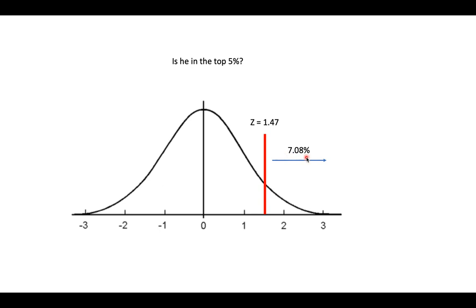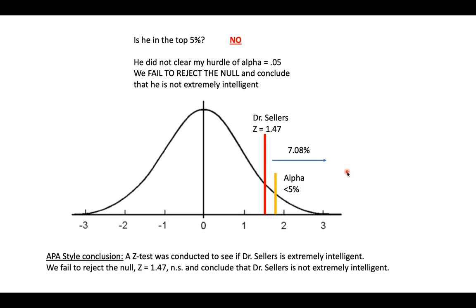7.08% of the population scores higher on an IQ test than I do, which means I am not in the top 5%, right? I'm not. I'm in like the 93rd percentile. I'm close. I'm almost there. But if 7% of people are smarter than me, then I'm not in the top 5%.